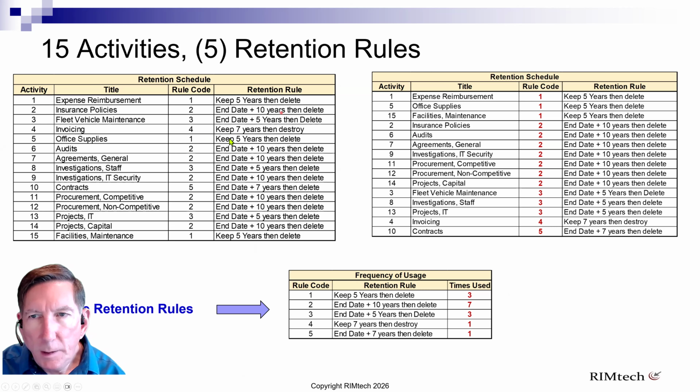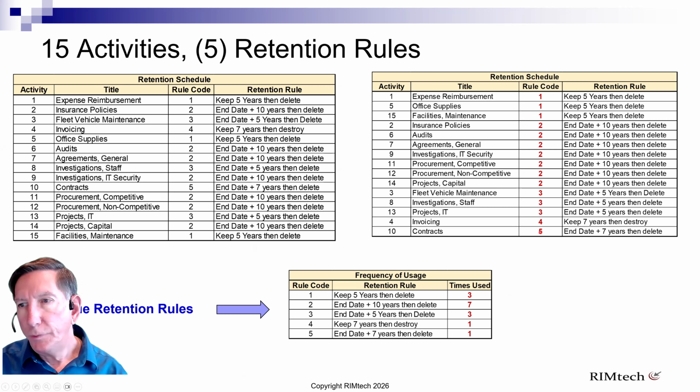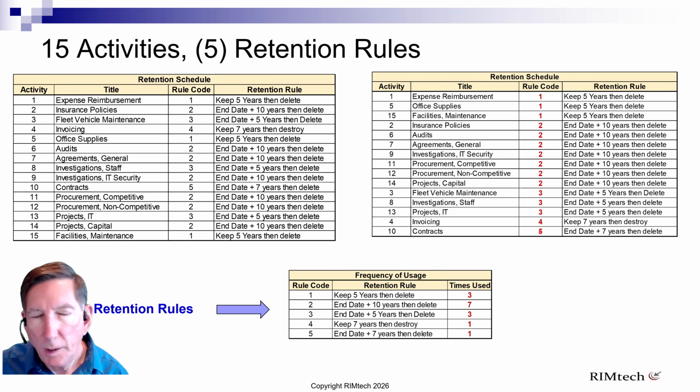It means that in a typical retention schedule, one retention rule is used across a lot of activities. So we had to get that out of there. So here, for those 15 activities, if we sort it by retention rule, we see that there's only 5 uniquely different retention rules for those 15 activities. 5 unique retention rules. Each retention rule, therefore, is just a mathematical permutation.